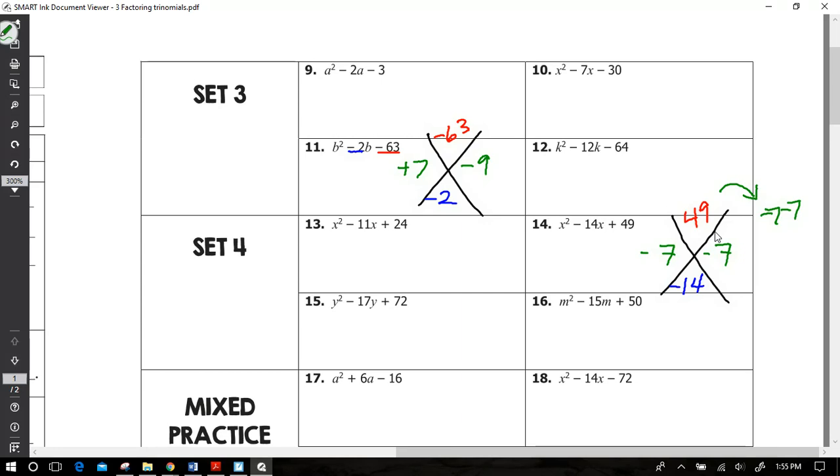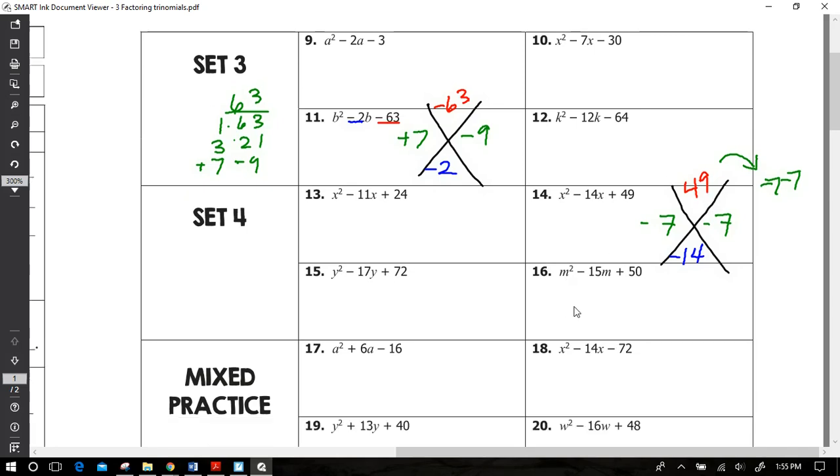And then 63 was just breaking down the 63. Okay, 1 times 63, 3 times 21, right? These are all really big. 4, nope, not 5, not 6, 7 times 9. Okay, so those were all my options for 63. And then the only ones that I could manage to put together and get to a negative 2 was positive 7 and minus 9.